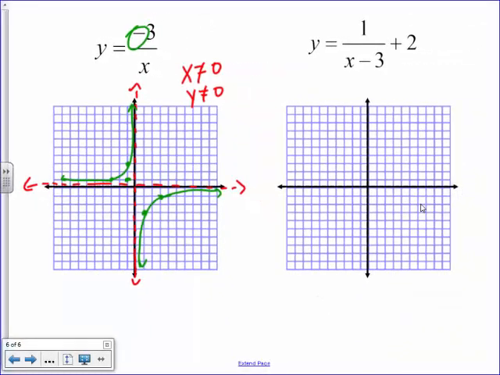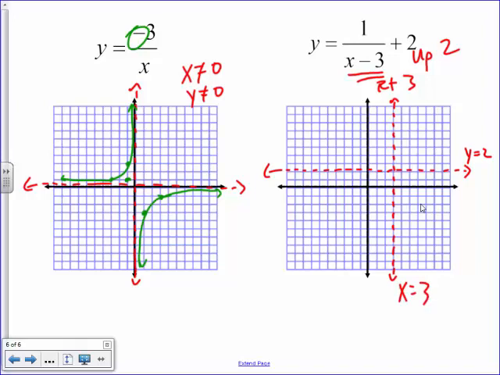Okay, let's do the same thing here. Let's draw in our asymptotes. Where is there going to be an asymptote? So it got shifted up 2, so I should have an asymptote at y equals 2. And then I should also have a vertical asymptote, this is going to shift right 3, so I should have one at x equals 3.